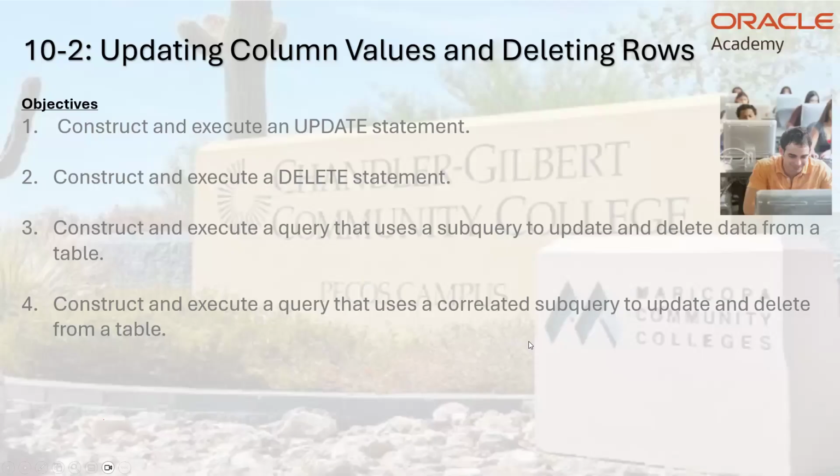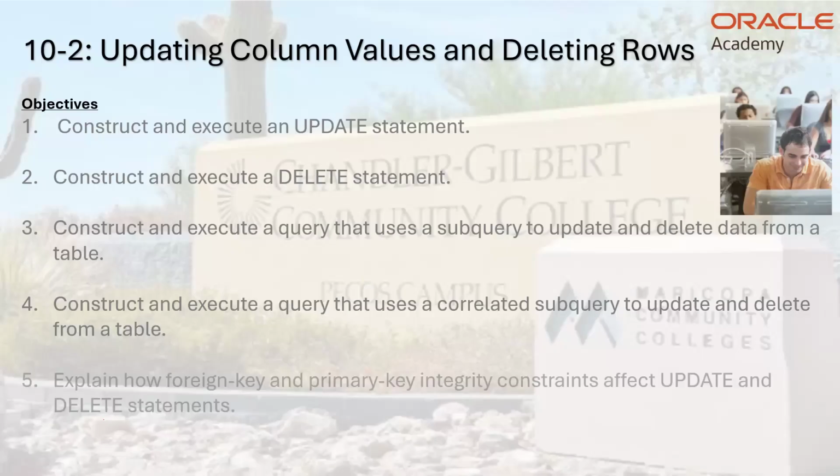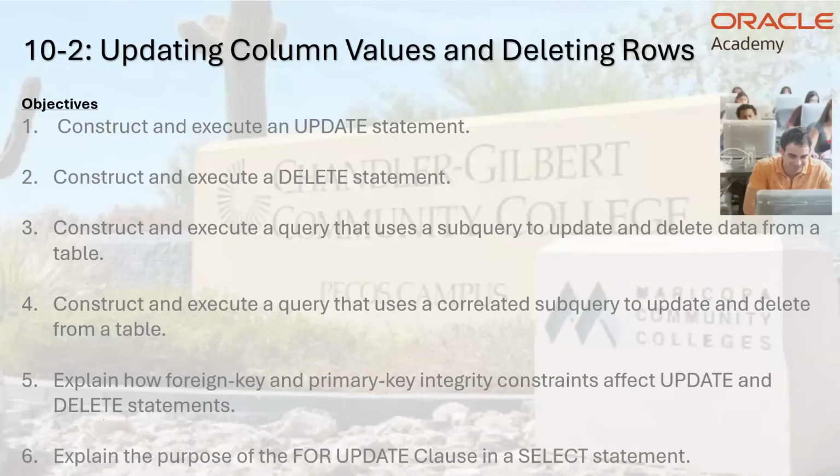Very powerful stuff on the DML side that you have to be very careful of. And I will give you some very distinct warnings about running updates and deletes. I'm going to explain to you how foreign key and primary key integrity constraints affect update and delete, which means the referential integrity, meaning how the tables are connected to each other. You can't simply update things without considering that connection, or how the primary key foreign key works.